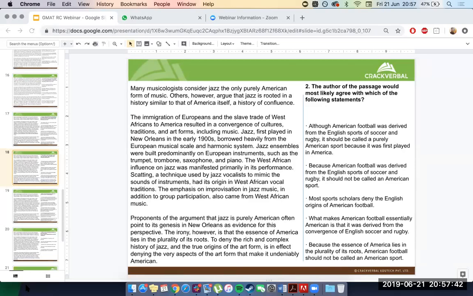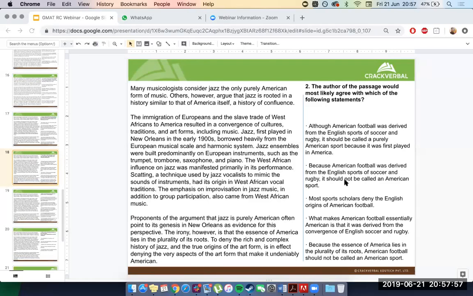And wisdom of the crowds, right? You can see that in action here: if a lot of you think that the answer is something, generally the wisdom of the crowds does tend to be correct. So let's take a look at the answer options and see why it really is D. So the author would most likely agree with which of the following.